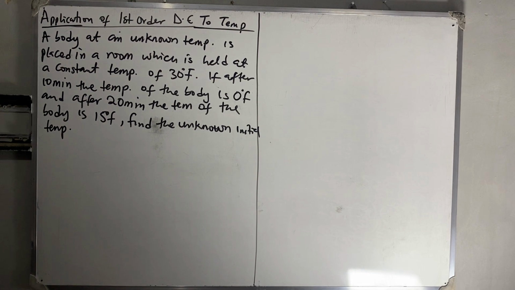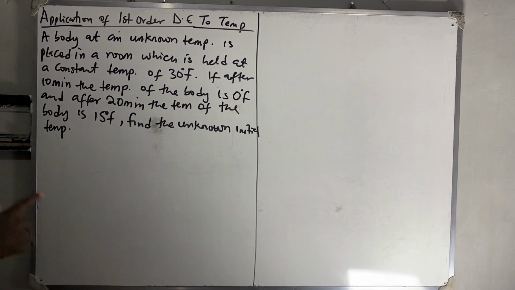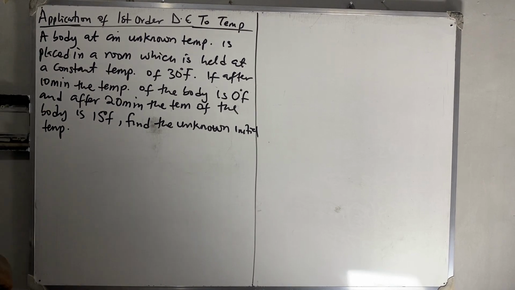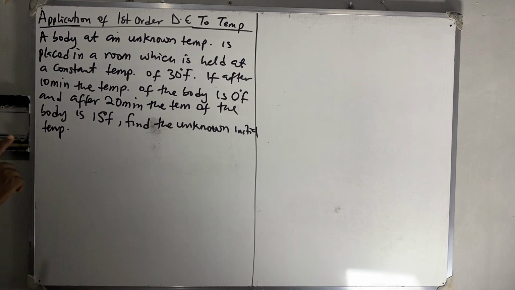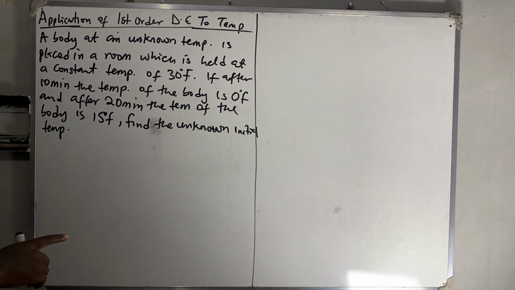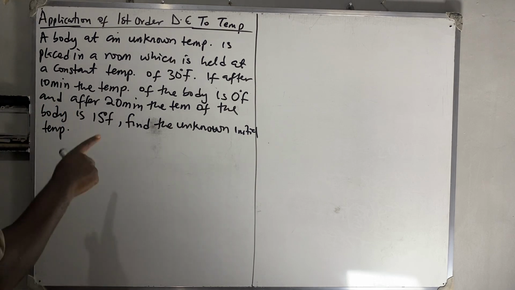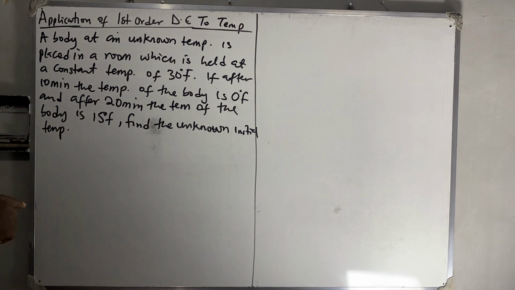And this question says that a body at an unknown temperature is placed in a room. We don't know the initial temperature, okay, which is held at a constant temperature of 30 degrees Fahrenheit. And let's say that if after 10 minutes the temperature of the body is 0 degrees Fahrenheit, and after 20 minutes the temperature of the body is 15 degrees Fahrenheit, then find the unknown initial temperature.